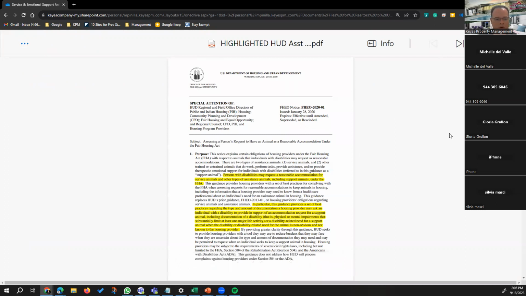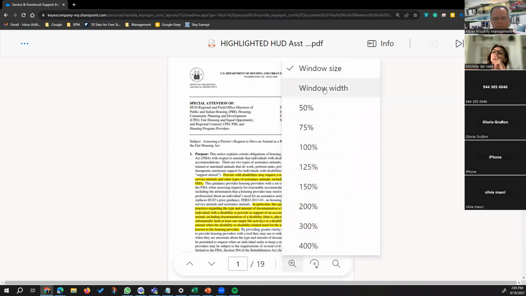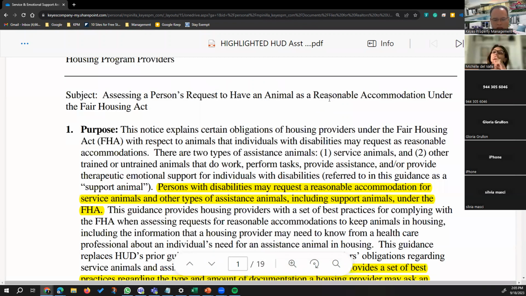I am not going to cover everything within the document. What I want you guys to understand today is exactly what we're going to be looking at in terms of the different points and questions that you would need to advise your owner to use when trying to qualify a tenant who is asking for what they call a reasonable accommodation. A reasonable accommodation is a tenant requesting the ability to have an emotional support or a service animal within the home.